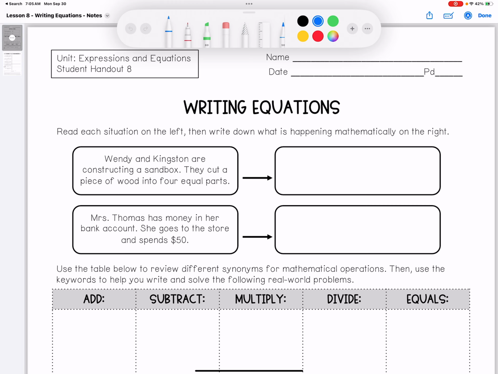There is one lesson after this, so there is one lesson. All right, we're going to learn how to write equations. So these are basically word problems.